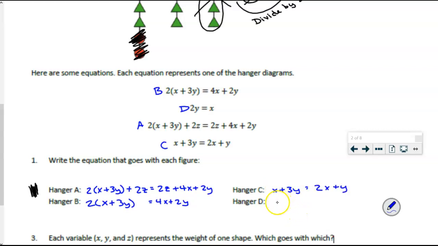And then we can subtract the things that we have in common on each side, subtract an x here and here, subtract a y here and here, and that's how we get the final hanger: 2y is equal to x.